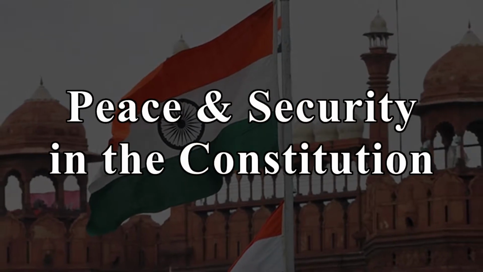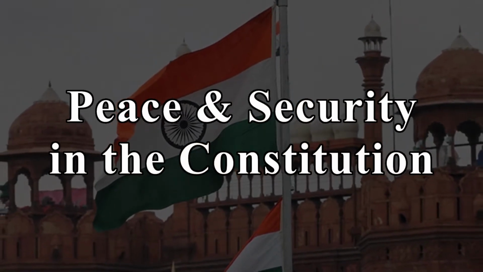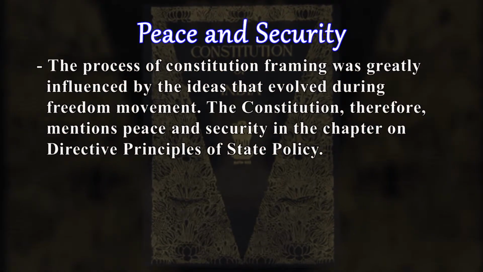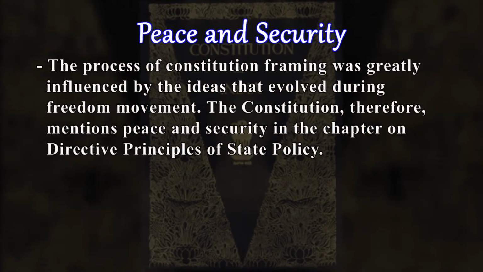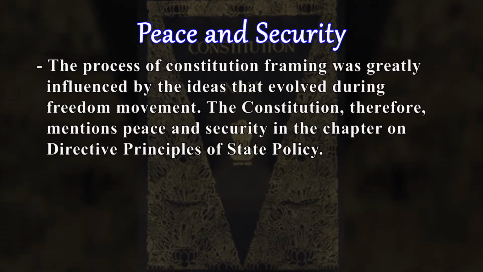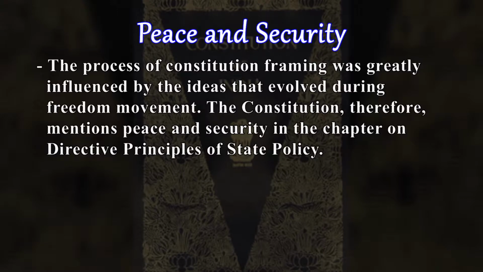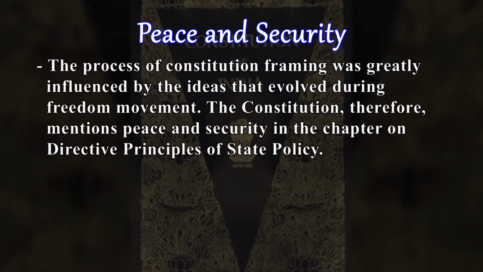The ideas and views about the approach to ensure peace and security began during the freedom movement. The leadership clearly realized that the democratic system after independence can be functional only when a condition of peace and security is maintained. So, what is the peace and security in the constitution? We will discuss this. The process of constitution framing was greatly influenced by the ideas that evolved during the freedom movement, and the constitution therefore mentioned peace and security in the chapter on directive principles of state policy.